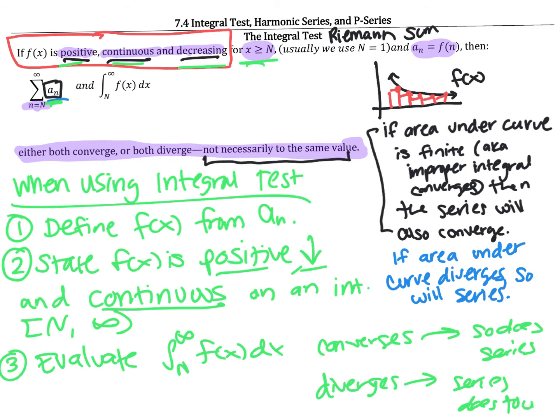So something that's great about this test is that you can conclude both convergence or divergence. Something that's not great about this test is there's 3 conditions that you have to confirm. You also have to define a function and evaluate an improper integral. So there's a lot of work that goes into using this integral test, but it can be a really helpful tool when you're finding convergence or divergence for that matter. All right, let's look at some examples.